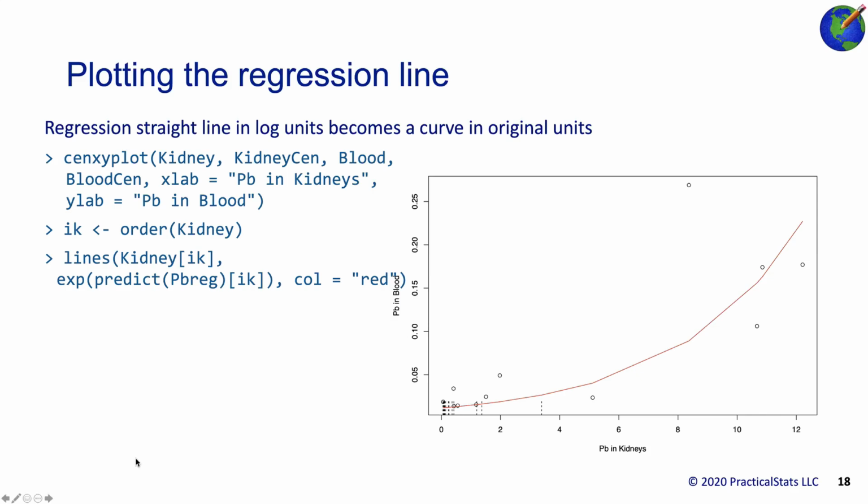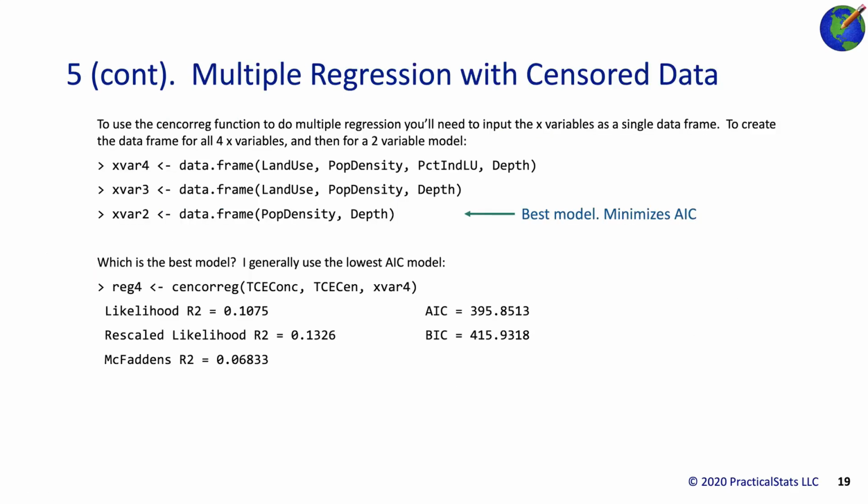So you can do simple regression with one X variable. You can do multiple regression too. Here, what you do in NADA2 is to set up different combinations of X variables. Here I've put in 2 X variables, a different data set, which has population and depth for the 2 variable model, then population density, depth, and land use as a 3 variable model, population density, depth, percent industrial land use, and then land use as a 4 variable model.